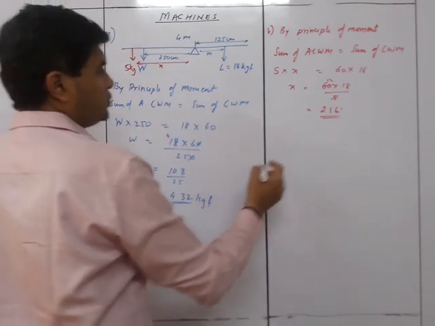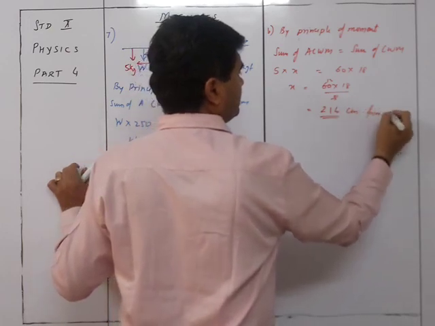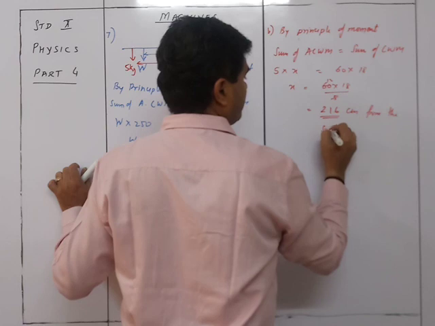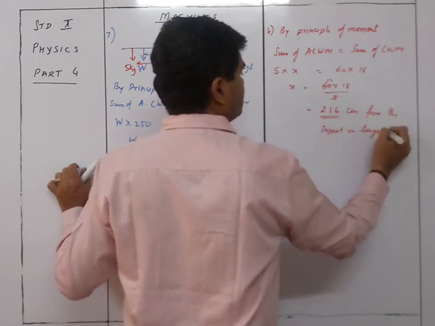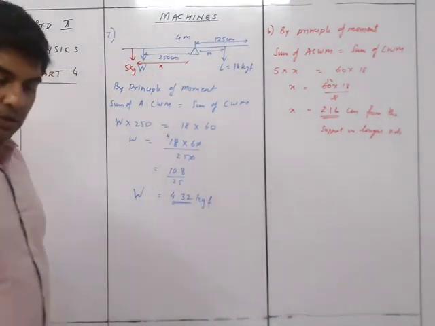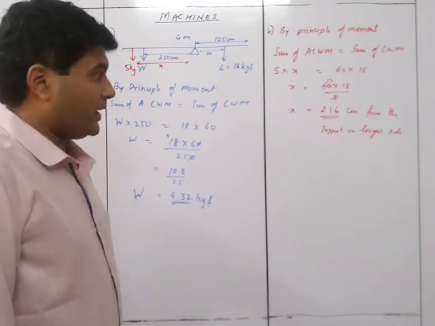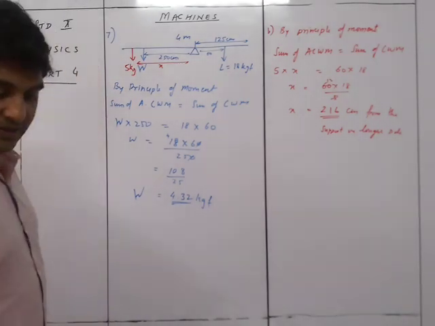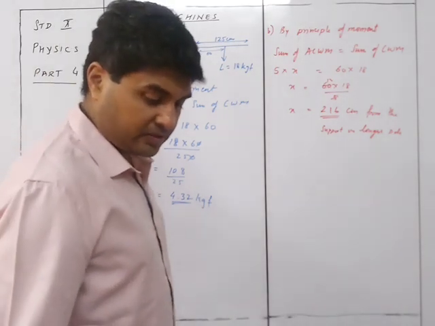So 216 centimeters will be the distance from the support on the longer side. That's the value of x, and that is where I will be raising that particular point. So 2.16 meters or 216 centimeters. They have given everything in centimeters, so you can keep it in centimeters.